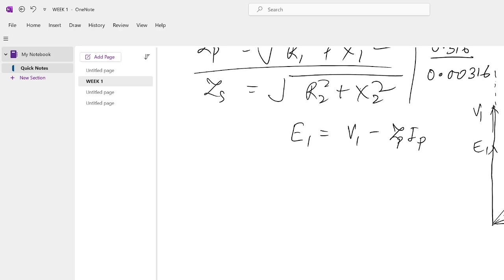You will write, suppose this is the I1 line, then for phasor calculation we will proceed with I1 R1 as the drop like this. Then J I1 XP is happening, so this is E1, both are in phase, sir, and this is V1. Okay.